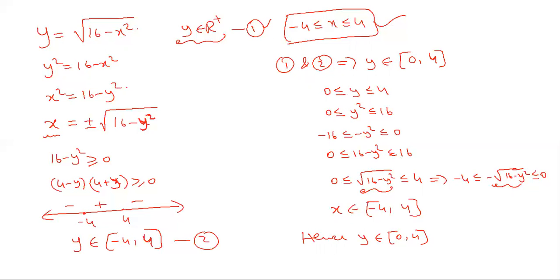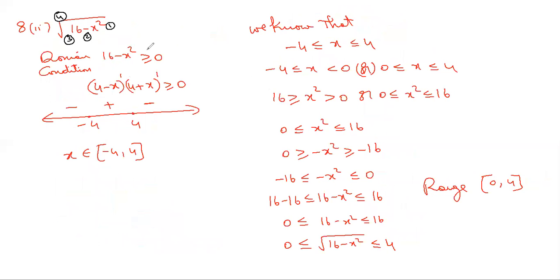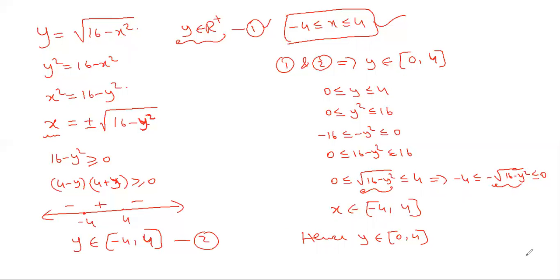That's why if you go for that directly, then it is easy to understand that you are looking for only the positive square root of 16 minus x square. Get it directly? Yes, sir. Yeah.